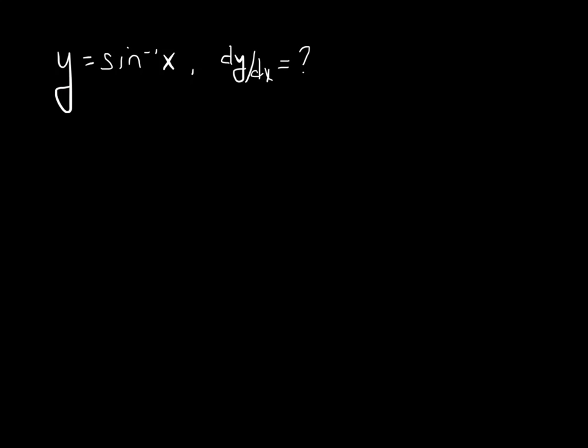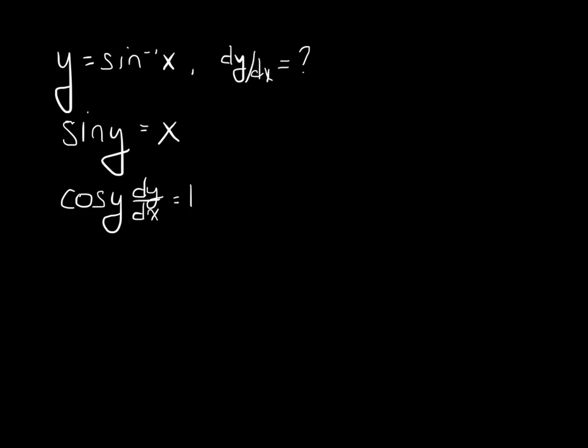So if inverse sine of x is equal to y, that means that the sine of y must be equal to x. Now if we take the derivative of both sides, we have to use implicit differentiation. We get cosine of y dy dx is equal to 1, which means that dy dx is equal to 1 over the cosine of y.